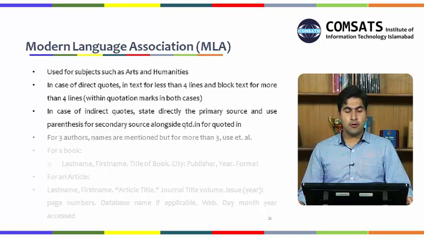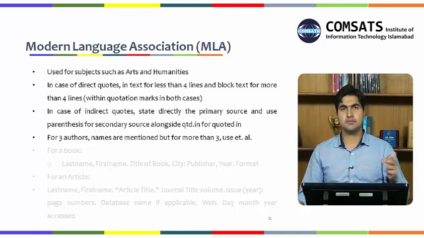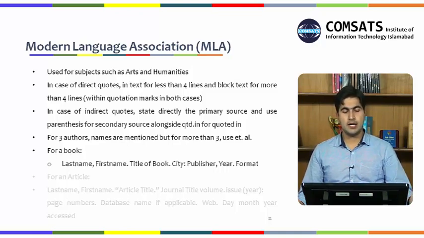In case of three authors, names are mentioned, but in case of more than three, you use et al., which refers to and others. This is the meaning of this expression. For a book, your way of writing is last name, first name, title of the book, city, colon, publisher, year and form. This is the way.